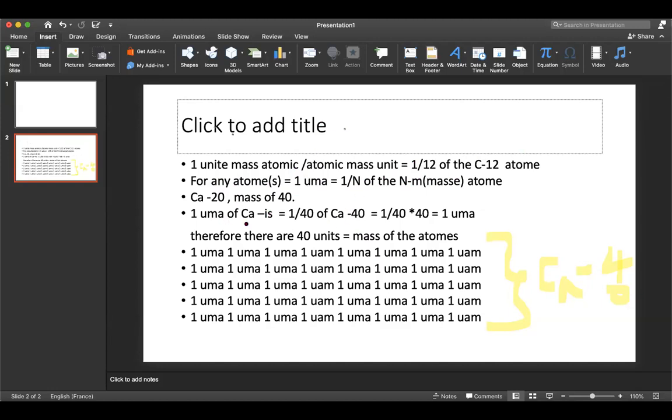So one atomic mass unit of calcium is 1/40 of the calcium-40 atom. What I mean is 1/40 multiplied by 40 gives you one unit mass, which also implies, to conclude, that you have 40 units, and these 40 units make up the mass of the atom. Is it clear?